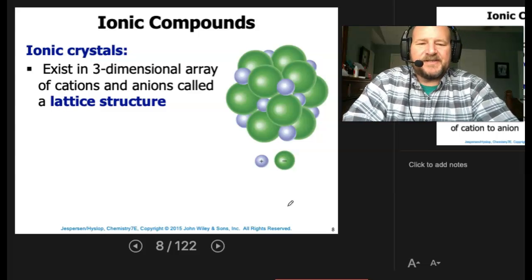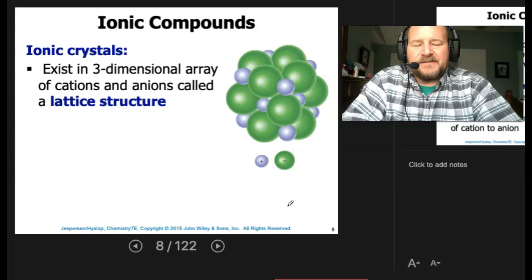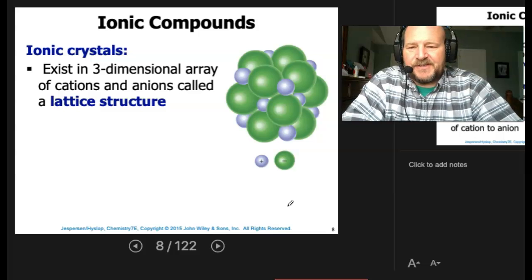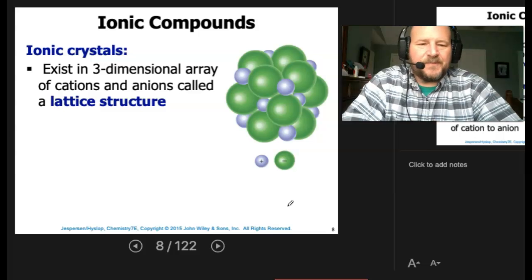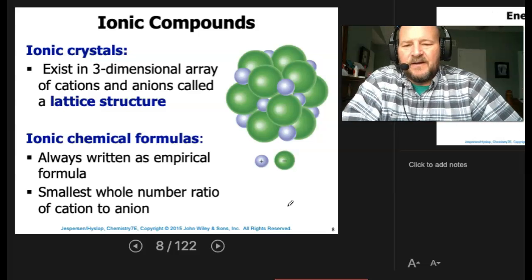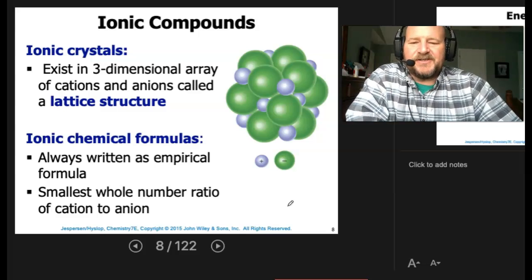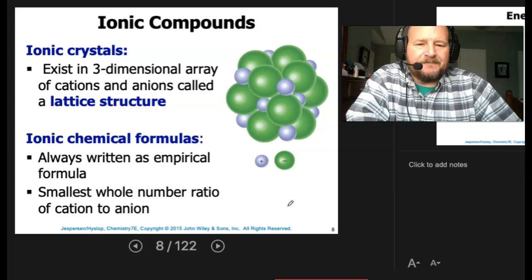So remember, all these compounds, whether they're ionic or covalent, exist in a three-dimensional pattern of some sort or another. For salts, we call it an array. So they exist in a three-dimensional array of cations and anions. And again, that's going to be referred to as a lattice structure. So you're going to hear a lot of these terms being interchanged, right? You can use them pretty interchangeably: lattice structure, three-dimensional structure, three-dimensional array, these types of things. Now, your ionic chemical formula is always written as an empirical formula, so we always know the smallest whole number ratio of cation to anion, right?